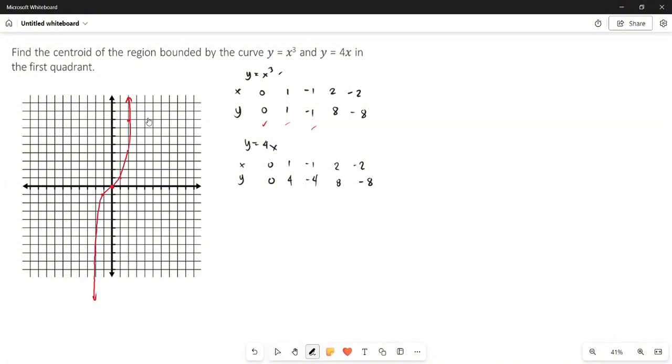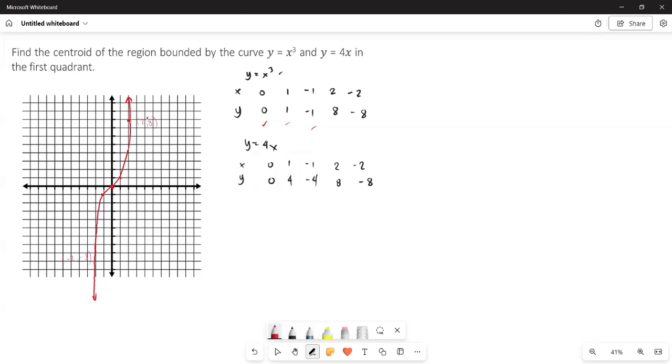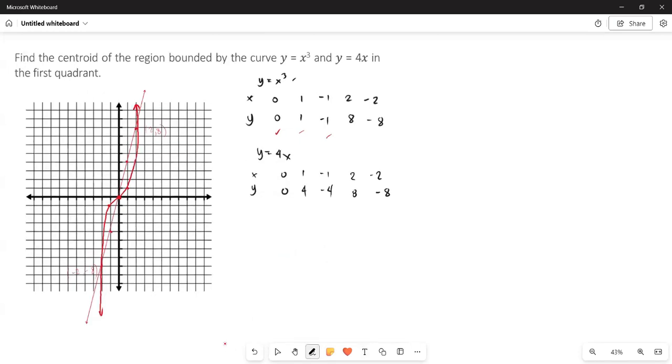Okay, kung i-graph natin siya, dadaan siya sa 0, 0, dadaan din siya dito sa point natin na 2, 8, tapos meron din tayo sa baba na negative 2, negative 8. Yan. So, i-connect lang natin, tapos dadaan din siya sa 1, 4. So, dito, dadaan din siya, no? Tapos pati dito sa negative 1, negative 4. So, ngayon, meron na tayong graph. So, itong line na to, ito yung y is equal to 4x. Tapos, yung curve naman natin na ito yung y is equal to x cubed.